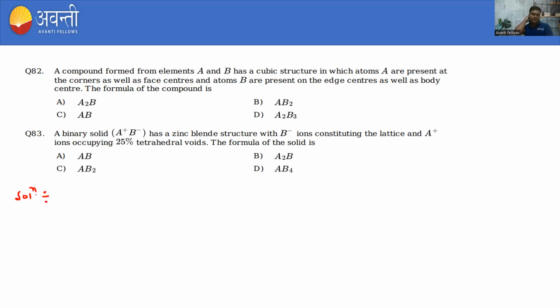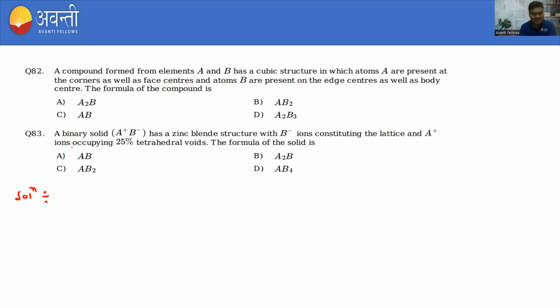a compound formed from the elements A and B has a cubic structure in which atom A is present at the corner as well as the face center, and atom B is present on the edge center as well as the body center. Now you have to calculate the formula of the compound, right? So you have to calculate the formula of the compound.